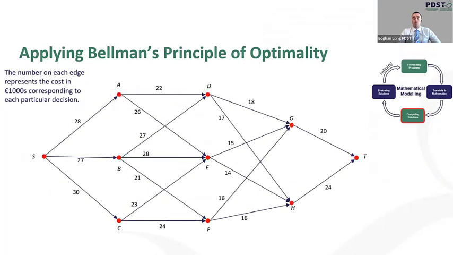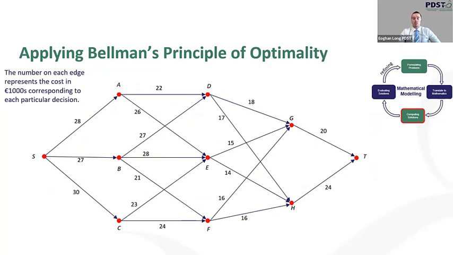So we'll now apply Bellman's principle of optimality to the network by working our way through the stages and making the optimal decision at each state to minimize our cost. Since this is a directed multi-stage graph, we will use a technique called backwards induction, which starts at the end and works backwards.